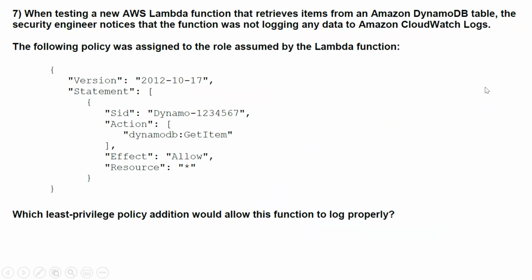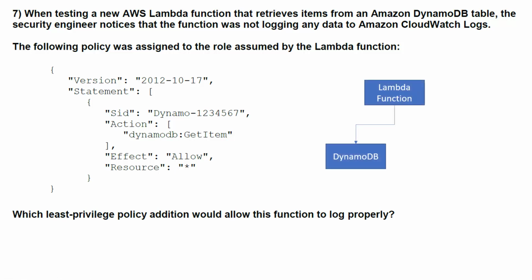The next question is about Lambda function and CloudWatch log. Lambda function here is retrieving items from a DynamoDB table. However, the security engineer notices that Lambda is not logging any data to CloudWatch logs. Now, Lambda automatically logs every method invocation to CloudWatch logs. In addition, you can also print messages in your Lambda function, and they will also be logged to CloudWatch logs. Now, if we don't see any Lambda entries in a CloudWatch log, it usually indicates a permission issue.